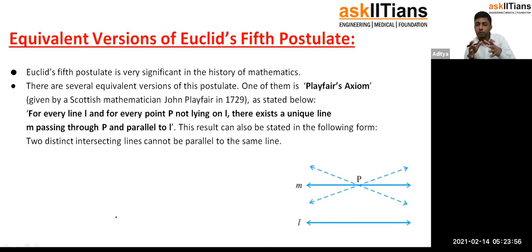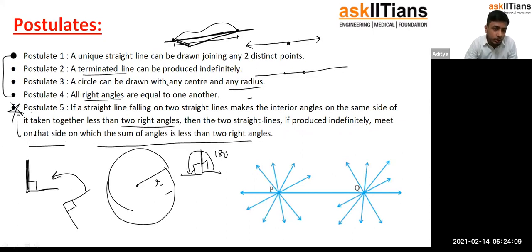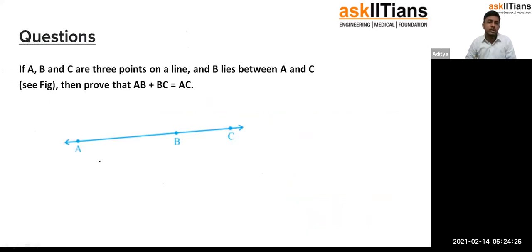So this way we can say that here we see an equivalent version of Euclid's fifth postulate, which is the very same thing that talks about parallel lines, and hence the fifth postulate of Euclid is also sometimes referred to as the parallel postulate. Okay, fine. Now let us see a very easy question here.